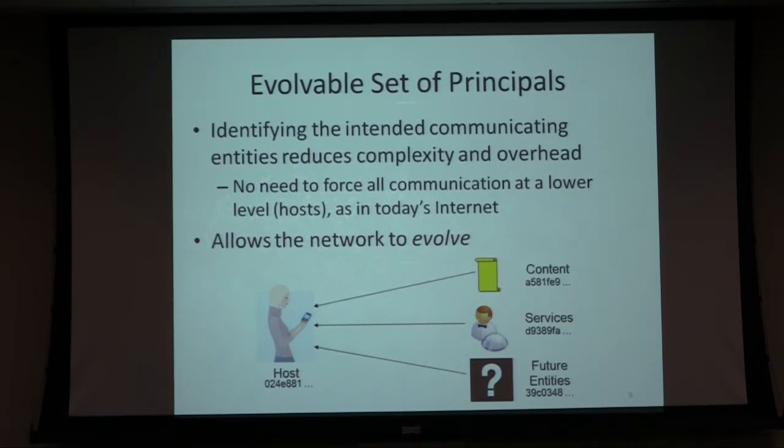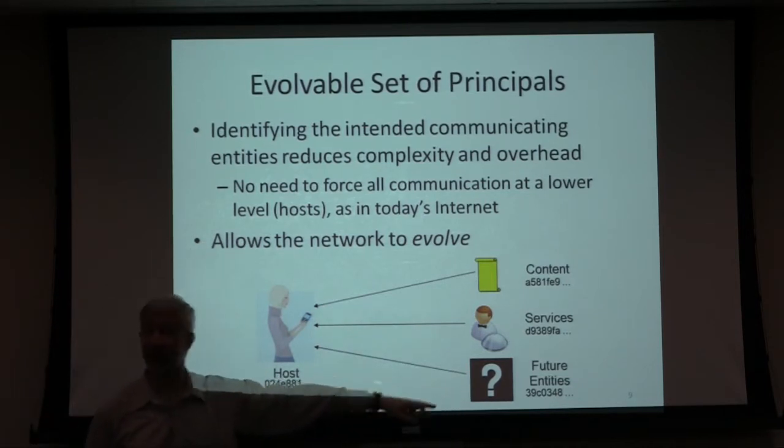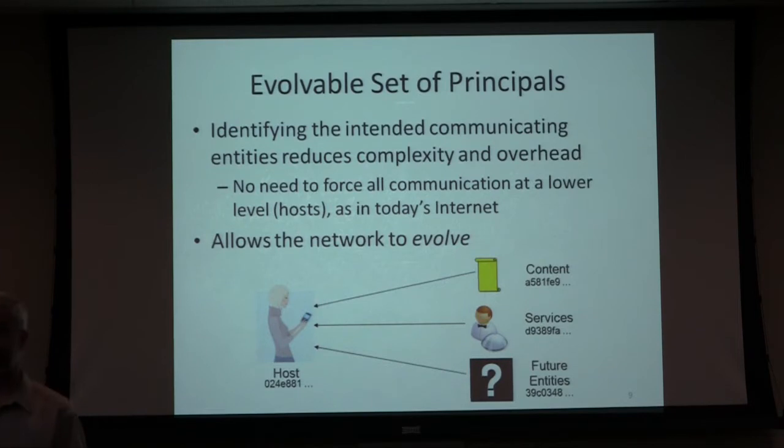I don't know what it is, okay? But the good news is I don't actually have to worry about that because we will develop an architecture that allows us to add this thing 10 years down the road without having to reinvent a new version of IP. Okay, so that's the evolvable part, yes?